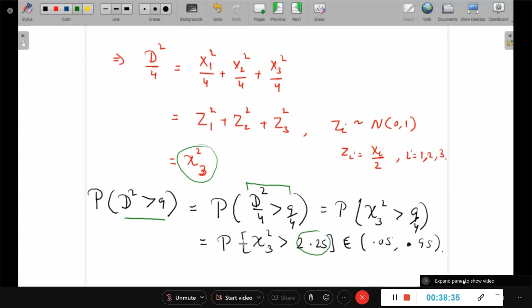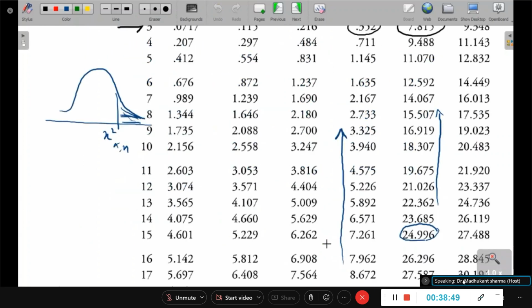So if you try to identify this, what is the value? You have to look at the chi-square distribution table with row number 3, and where this 2.25 lies. If you go back and check, you have here, just a minute.